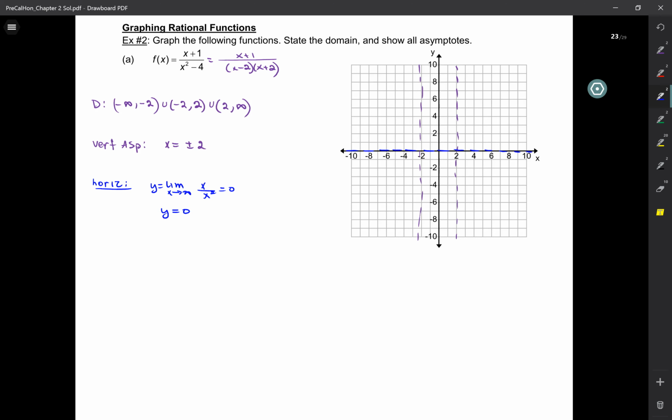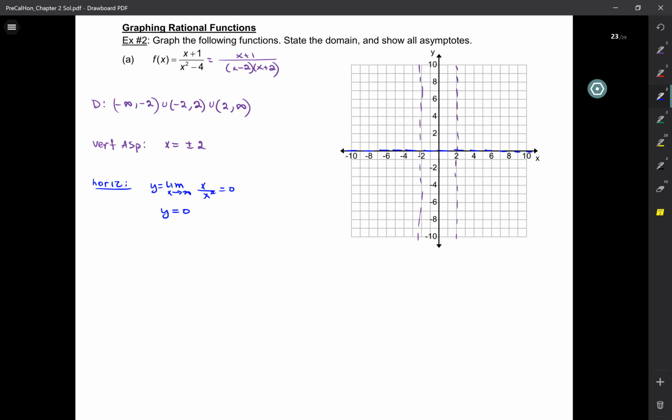Please remember that asymptotes, horizontal asymptotes, take effect only at the infinities. So here in the region close to the origin, the function can cross the asymptote 1,000,000 times. It's only at the very ends that it has to follow the asymptote.